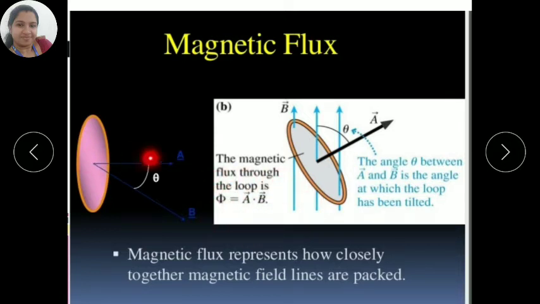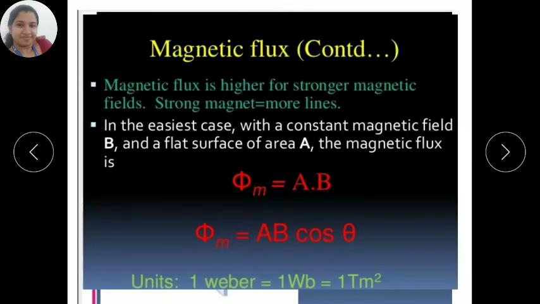So here A represents the area of this loop, B represents the magnetic field. If this magnetic field is uniform in nature, uniform means it is not varying, it is constant throughout the region, then magnetic flux phi is equal to A dot B, A is the area vector and B is the field. So we all know that A dot B is the dot product. So we can write A dot B is equal to AB cos theta. So theta is the angle between the area vector and the magnetic field B.